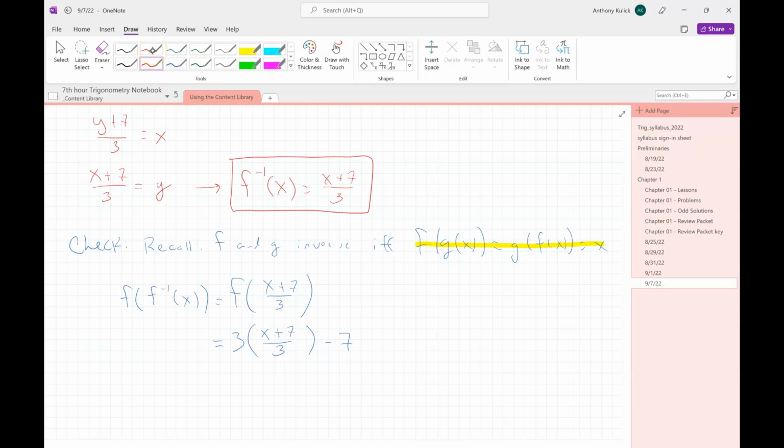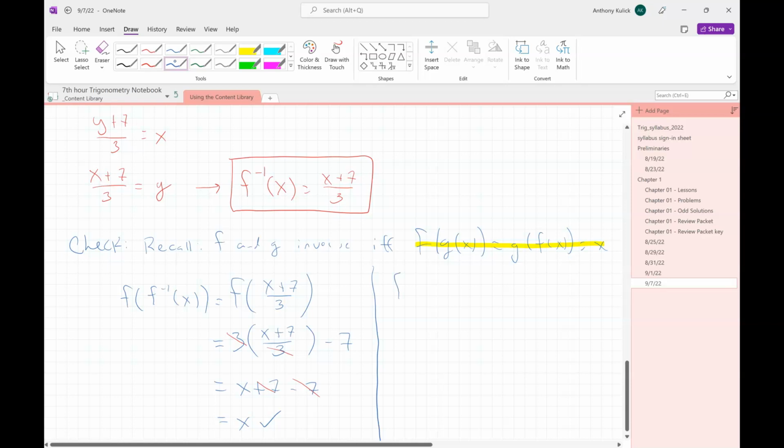Since I'm simplifying, what should I do first? The multiplication division, right? Notice I have a times 3 and a divides by 3. So those can cancel out. Since all the multiplication division is done, I could drop the parenthesis there. Next, I can add the 7 and subtract the 7. And I'm left with just x, which is what I need.